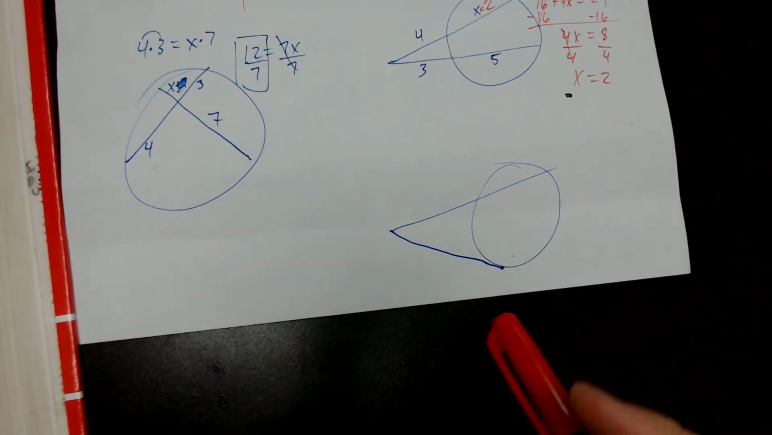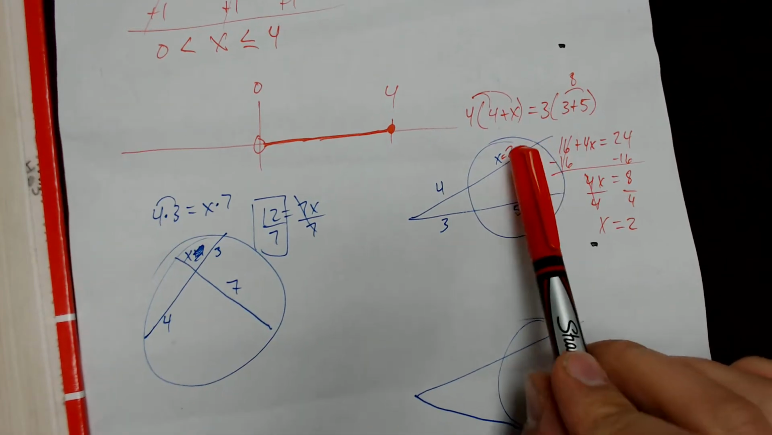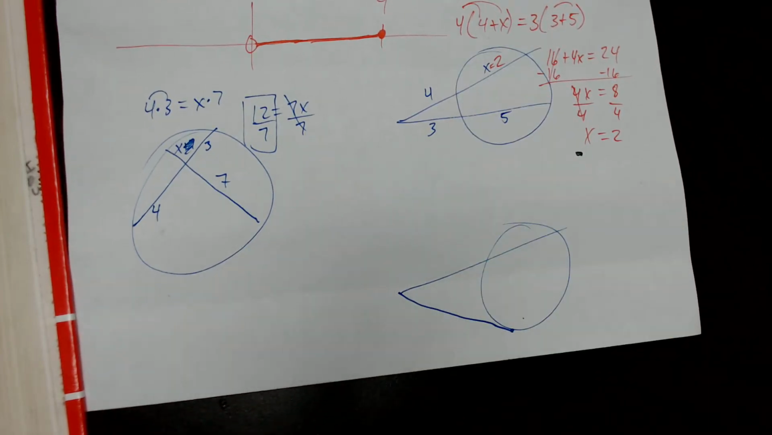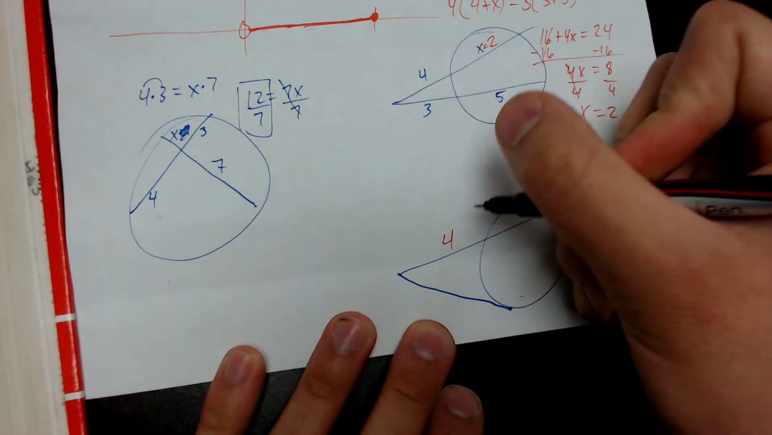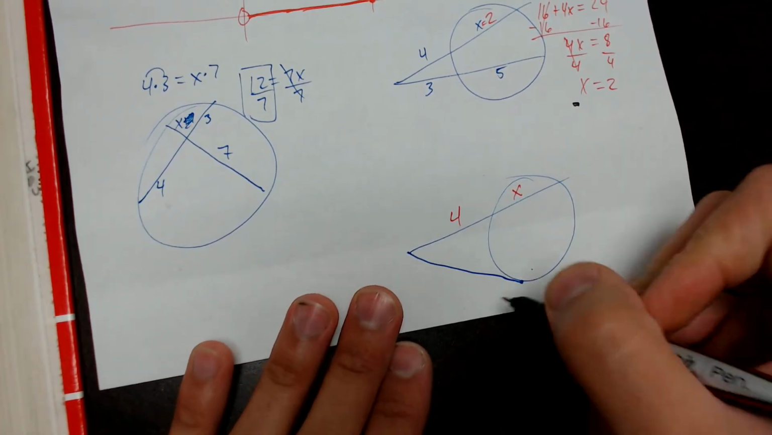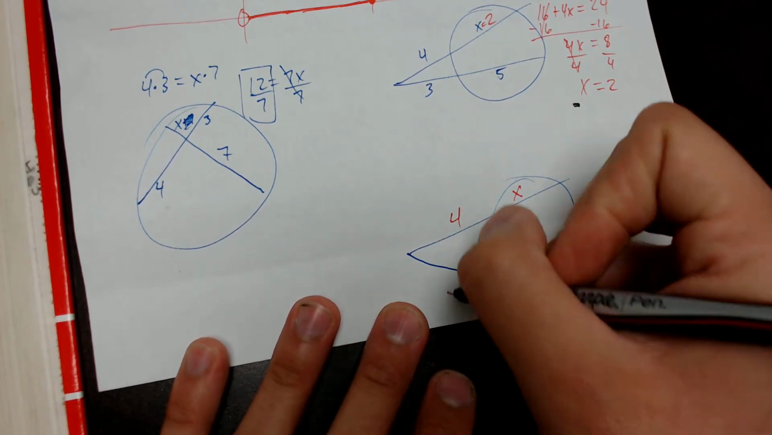Now let's go down to this bottom example. We have a secant and a tangent. Now it's the exact same rule that we use up top, but sometimes this rule can get confusing for people when we use a tangent. So we'll take the same top segments. We'll say that this is 4 and this is x, and this bottom segment we will make 8.